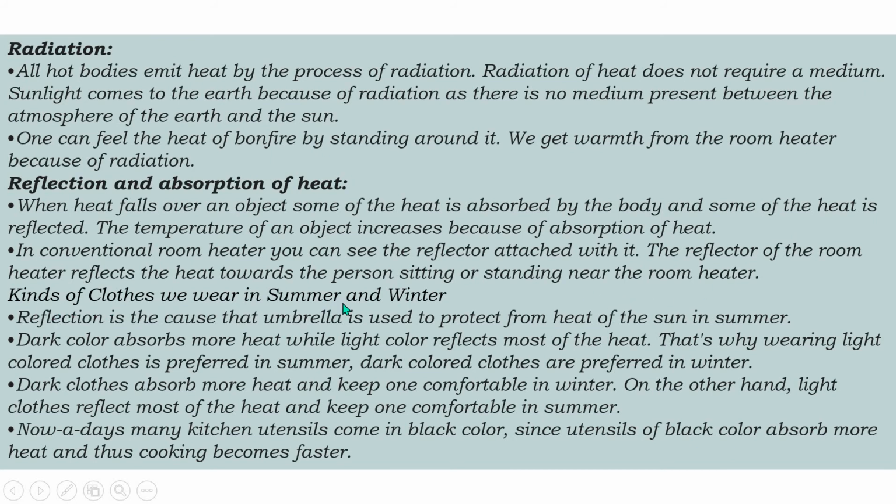Kinds of clothes we wear in summer and winter. Reflection is the cause that an umbrella is used to protect from the heat of the sun in summer. Dark color absorbs more heat while light color reflects more of the heat. That's why wearing light colored clothes is preferred in summer.